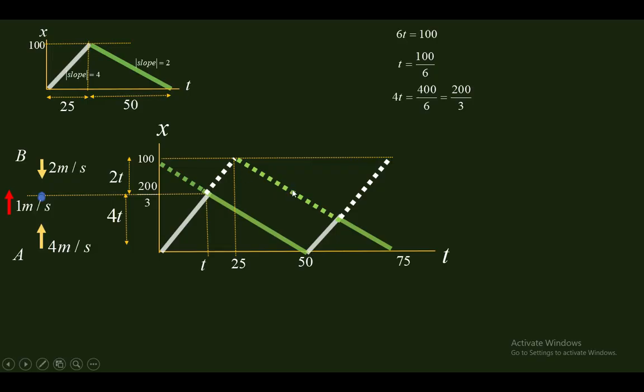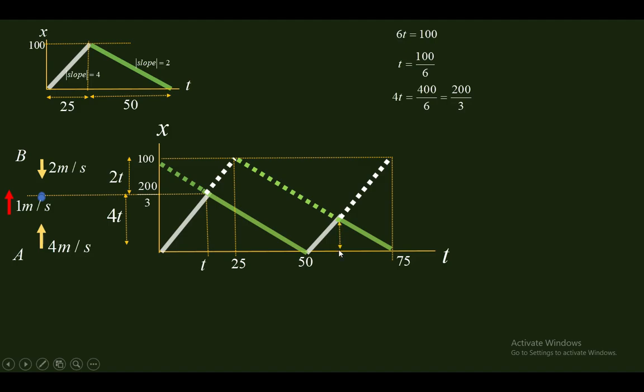Again, this green line has a slope 2. So from 25 to this point, the difference should be 50. And therefore, this point will have a time 75. And similarly, this white line, since it has a slope 4, will also end at 75. Okay, so this is the graph up to 75 seconds for both the boys.